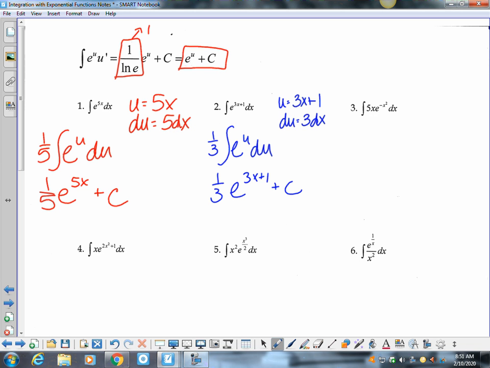I know, get excited. Okay, so when I look at number 3, now obviously you know what to do because we're in the middle of learning this skill, but look at this. You don't have a product rule. You have a 5 and an x and an e to the negative x squared. What should your u be? So what of that extra stuff out front do you need? I need the x. What's the 5? Extra. So he's just going to kick out front. So my u is going to be negative x squared.